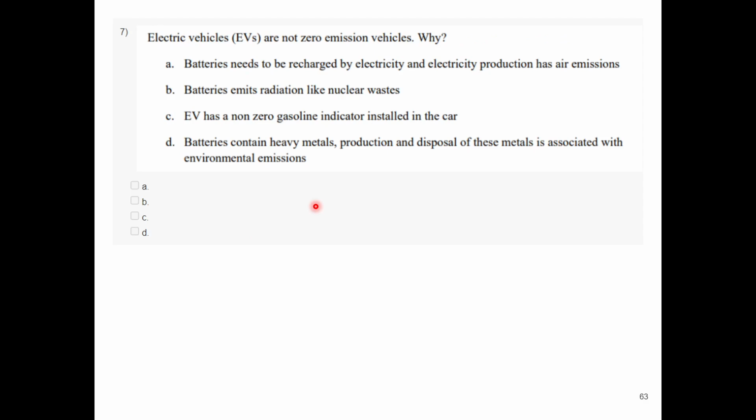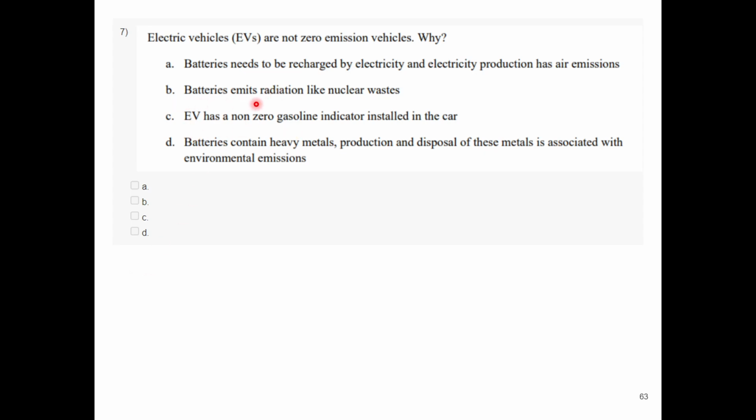Seventh question: electric vehicles (EVs) are not zero emission vehicles. Why? A, batteries need to be recharged by electricity, and electricity production has air emissions. B, batteries emit radiation like nuclear waste. C, EV has a non-zero gasoline indicator installed in the car. D, batteries contain heavy metals. Production and disposal of these metals is associated with environmental emissions. So out of A, B, C, and D, which are the correct options?